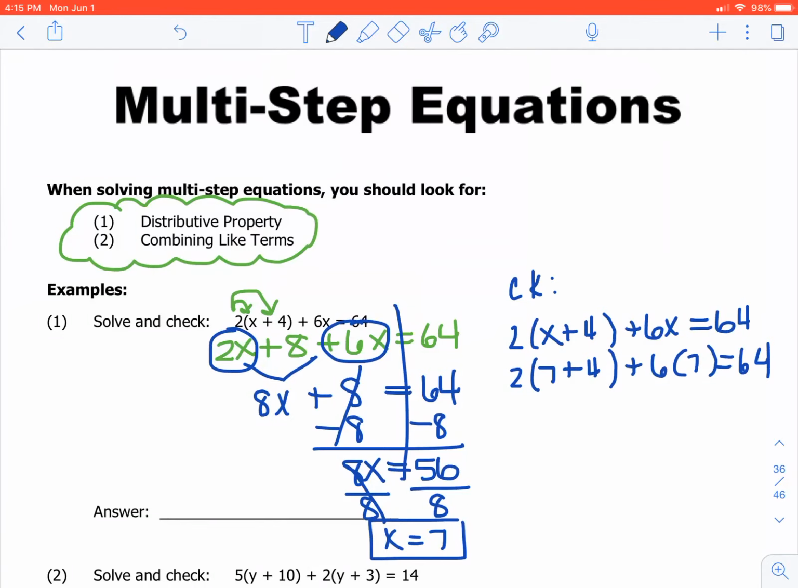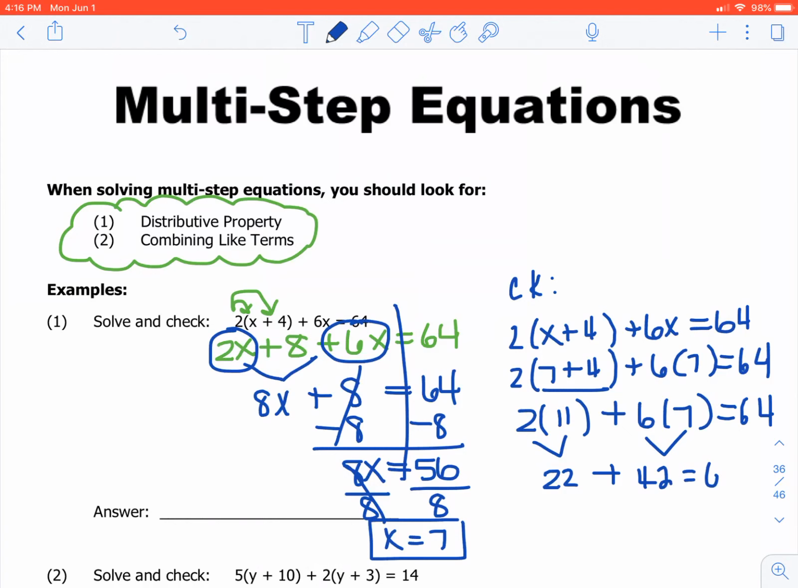All right, so according to PEMDAS, we're going to do inside parentheses first. So the 2 stays. 7 plus 4 is 11. Now we're going to do our multiplication. So 2 times 11 is 22. 6 times 7 is 42. And then add those two together and you get 64, which is equal to 64. That does check. That does work.